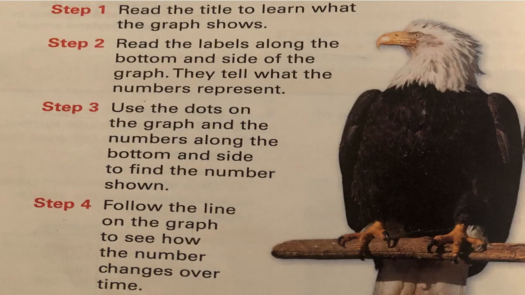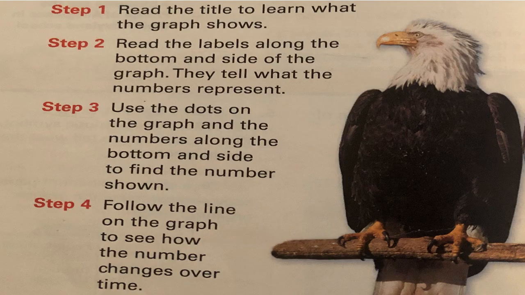Now, there are 4 steps that you're going to follow when you try to read a line graph. Let's go through the first step. You're going to read the title so that you know what data this graph represents. Step 2, you're going to read the labels on the bottom and the side of the graph, because those labels tell you what those numbers represent. Step 3, you're going to follow the dots on the graph, because they show the number for both the side and the bottom label. And step 4, you're going to follow the line to see how the number changes over time.